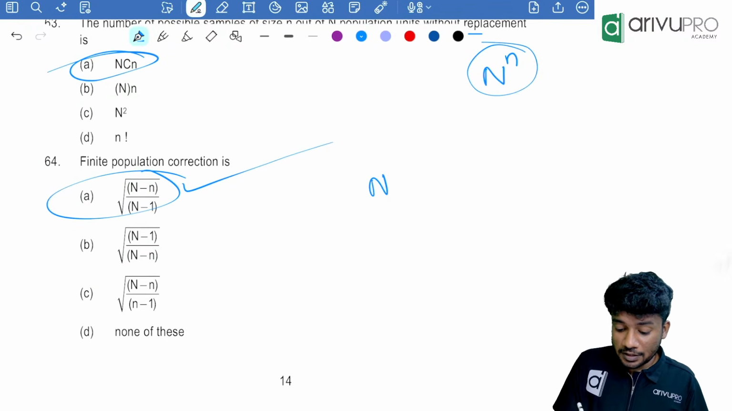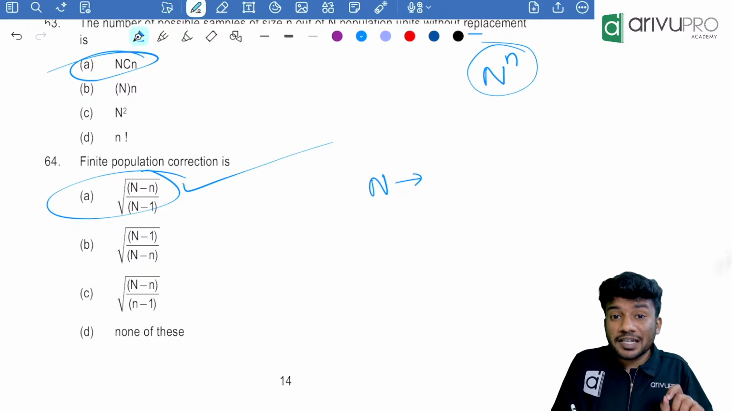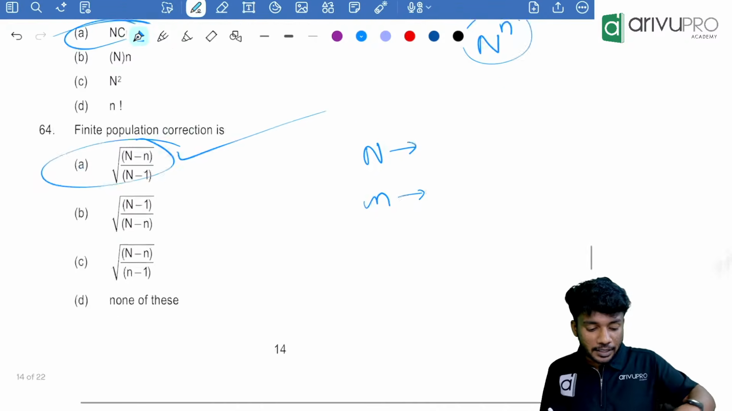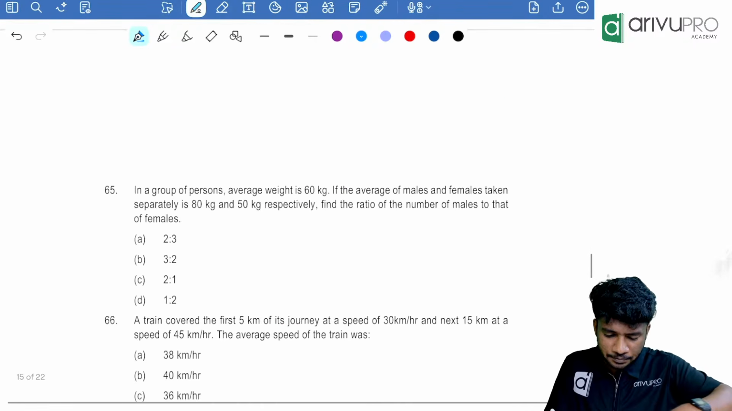What is this capital letter N, people? That is nothing but population size. What is small letter n, people? That is your sample size. Keep it in your mind. Next question.